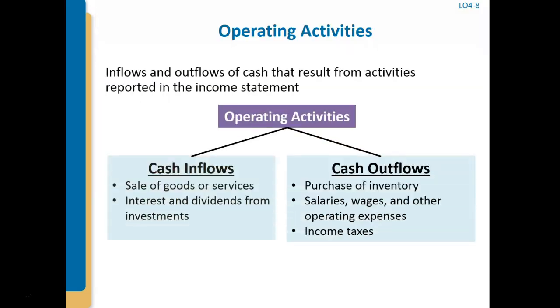The inflows and the outflows of cash that result from activities reported in the income statement are classified as cash flows from operating activities. This classification of cash flows includes the elements of net income reported on a cash basis rather than an accrual basis. Cash inflows include cash received from customers for sale of goods and services and interest and dividends from investments. These amounts may differ from sales and investment income reported in the income statement.